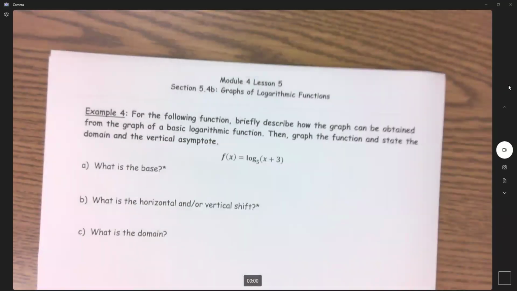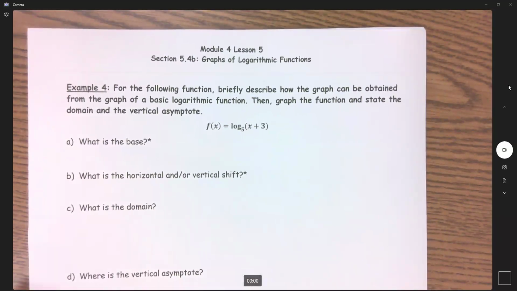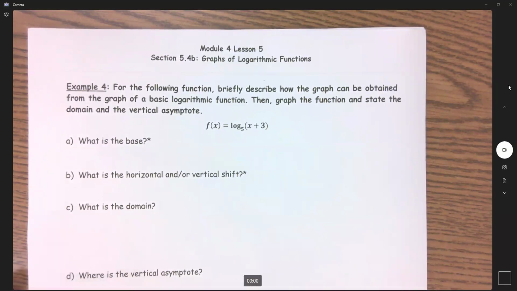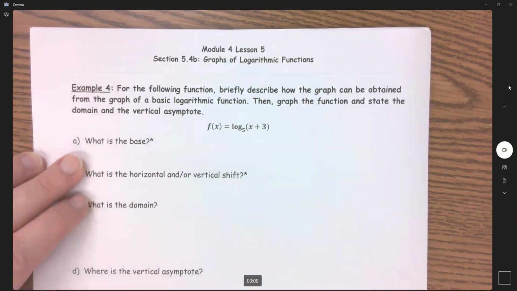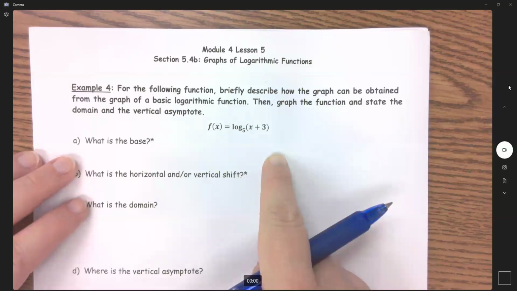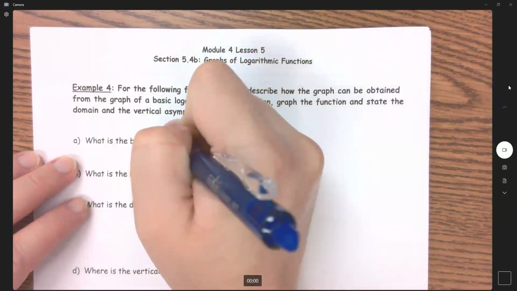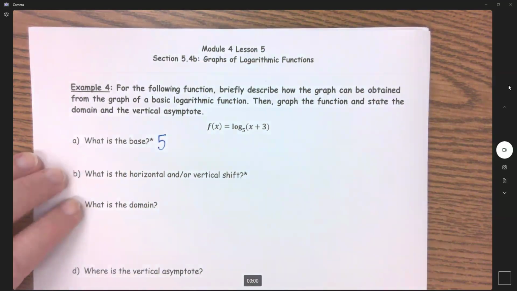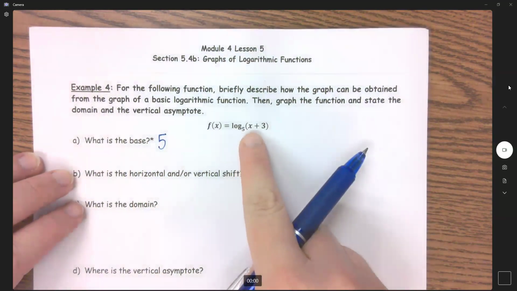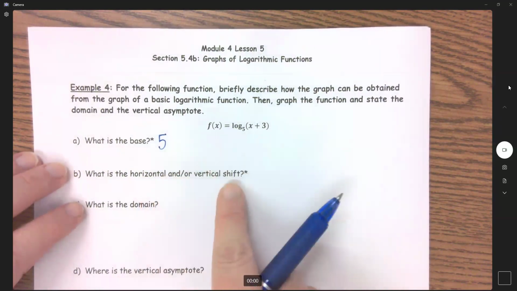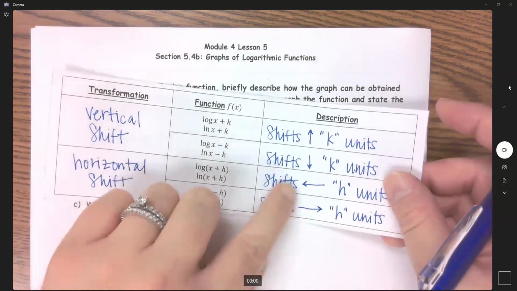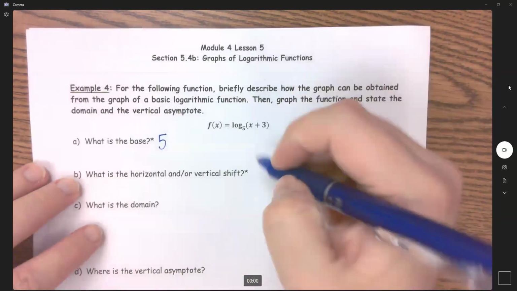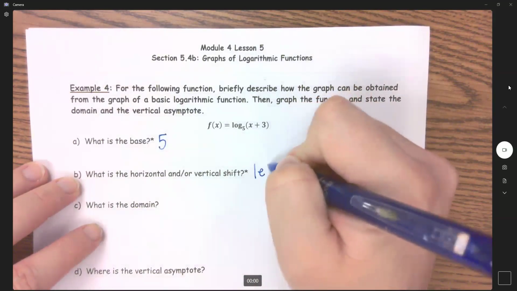So example 4, for the following function, briefly describe how the graph will be obtained from the graph of a basic logarithmic function. Then graph the function and state the domain and the vertical asymptote. So first, what is the base of this? That is a log with a base of 5. So if I have log base 5 of x plus 3, what is my horizontal and or vertical shift now? That plus 3 inside parentheses moves it to the left. So this will be left 3 units.